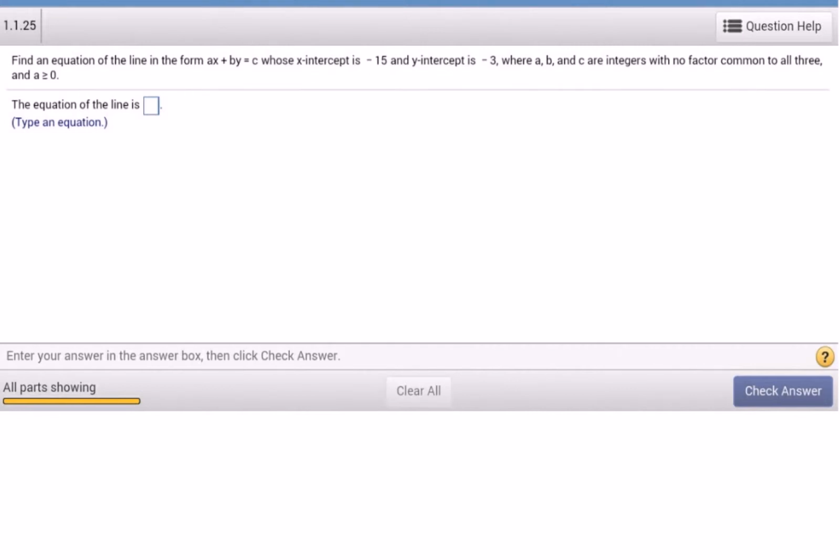We're looking at a MyMathLab problem, section 1.1, number 25. If you check your textbook exercises, this would be similar to exercise number 25 in 1.1. Find an equation of the line in the form ax plus by equals c, whose x-intercept is negative 15 and y-intercept is negative 3, where a, b, and c are integers with no factor common to all three, and a has to be greater than or equal to 0.